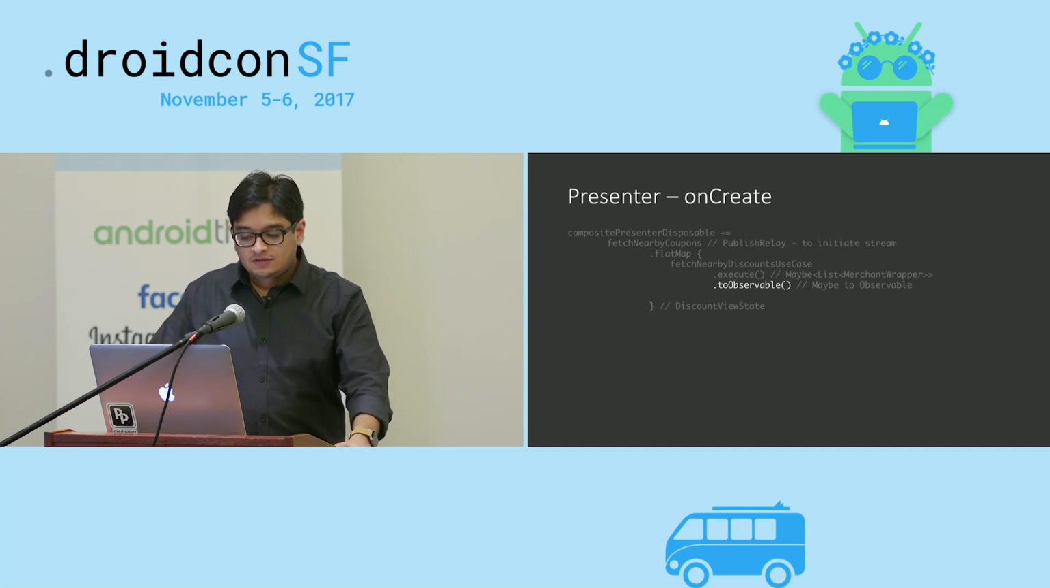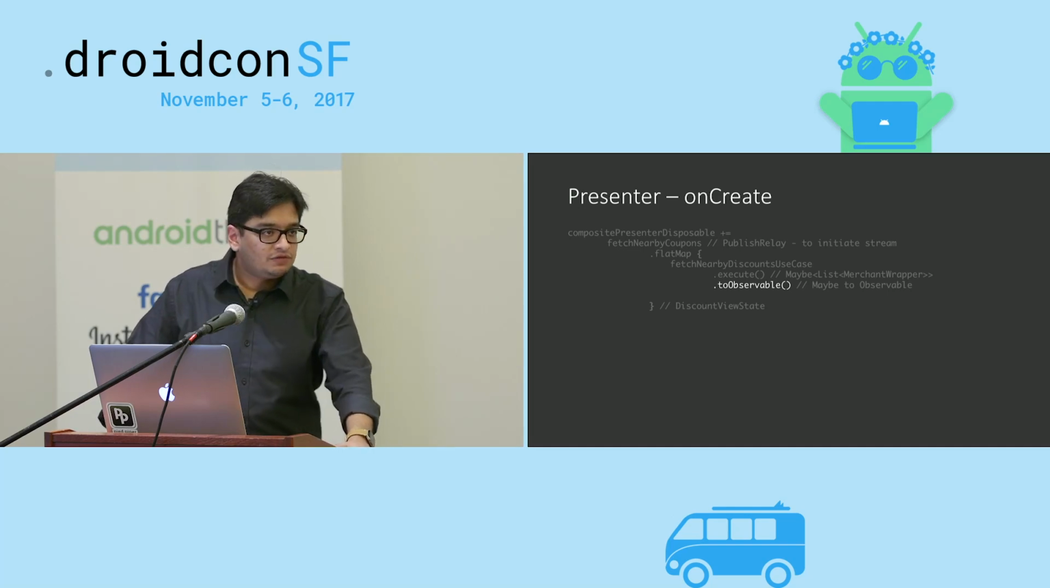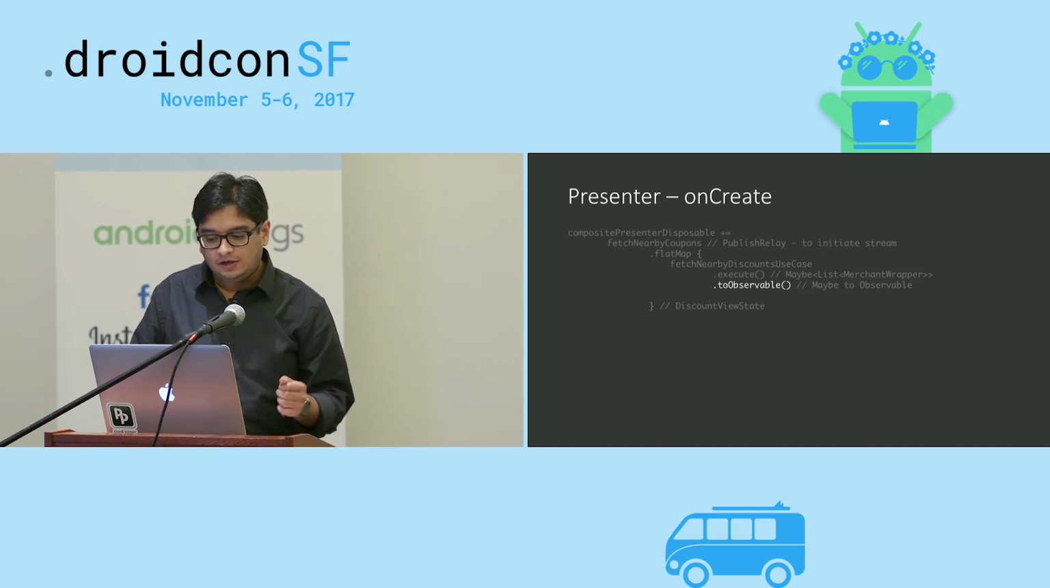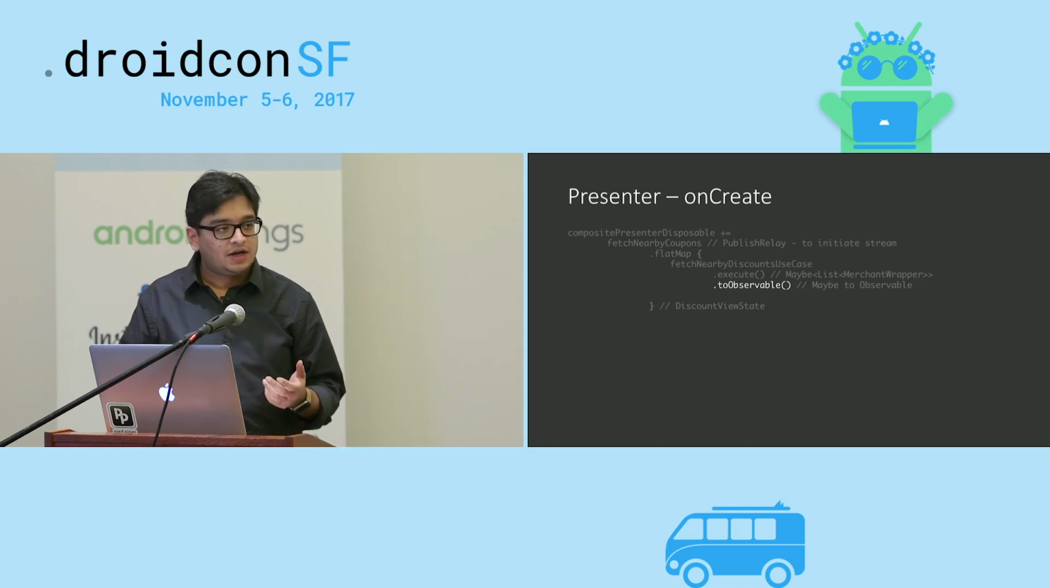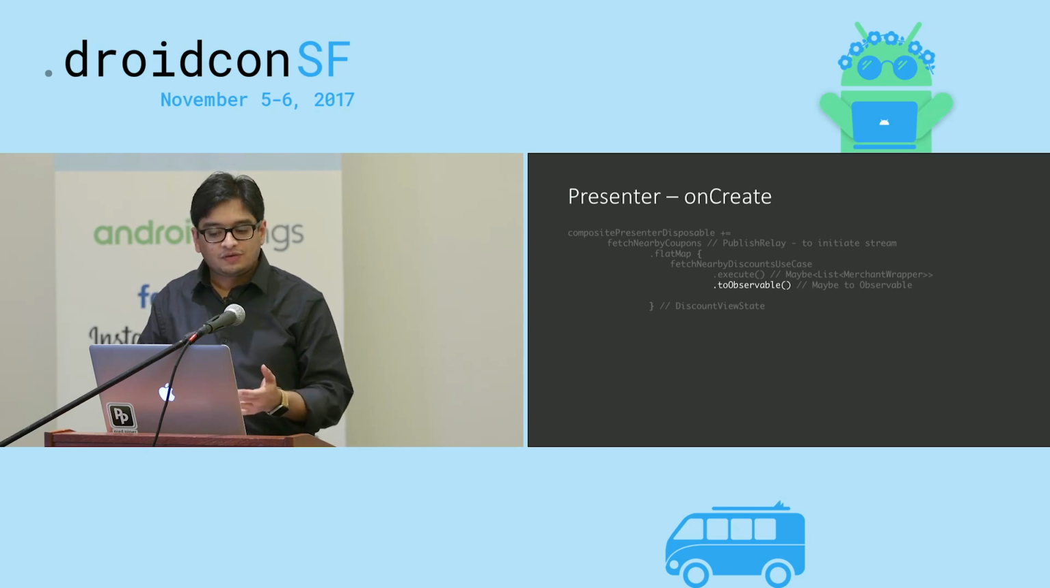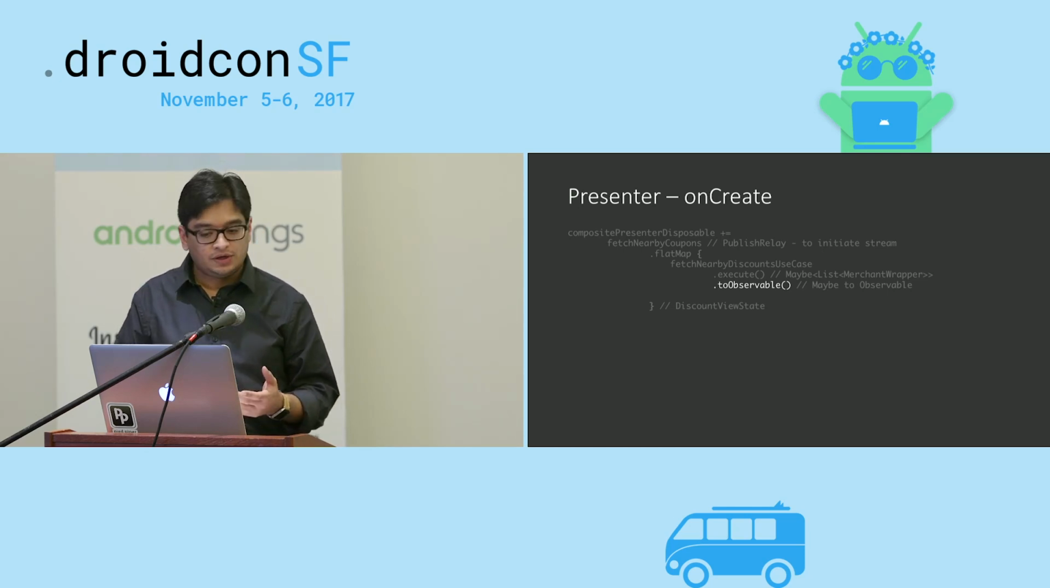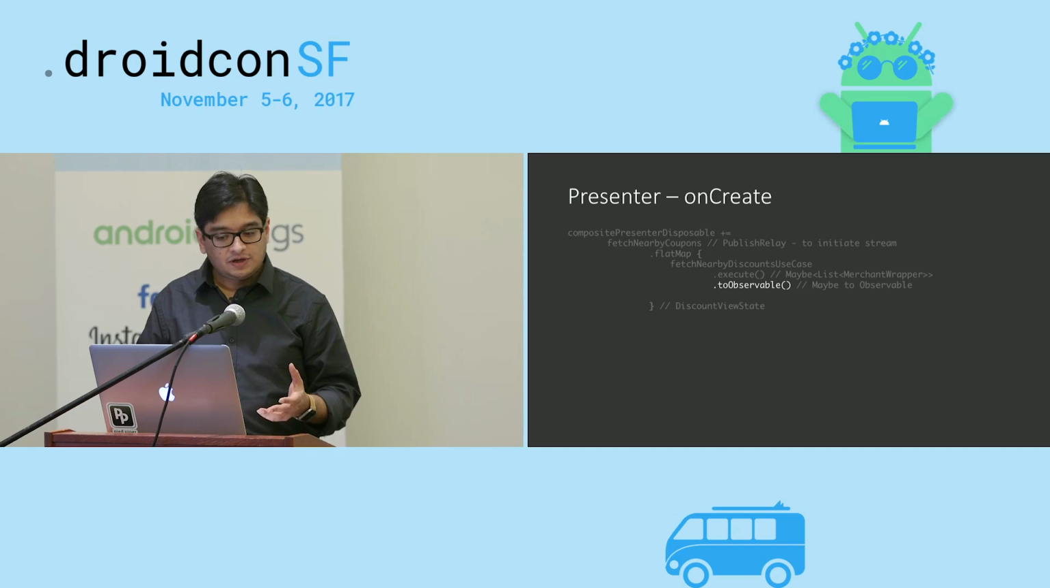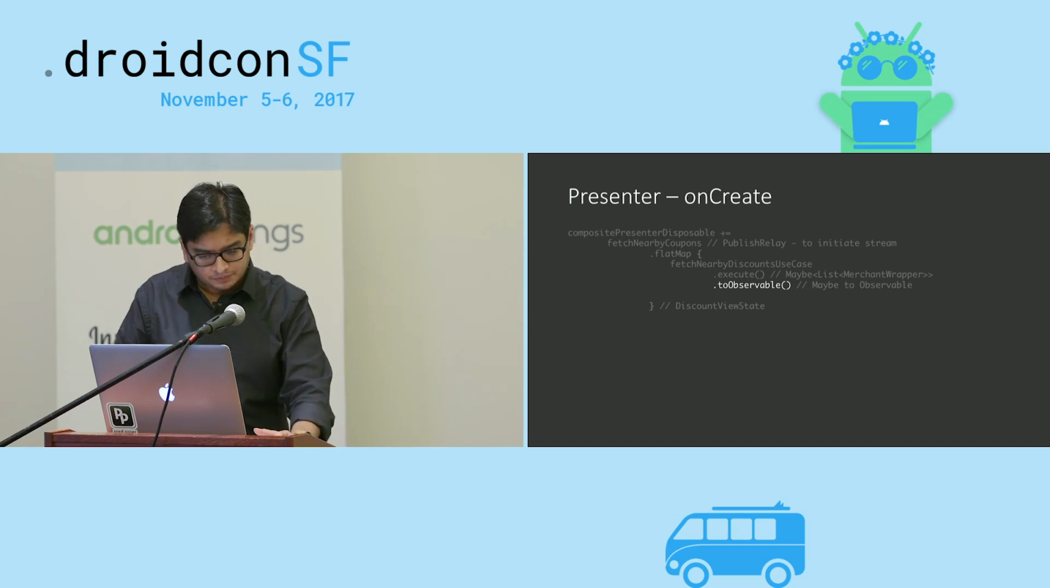We are converting this maybe to an observable, and this is very important. The reason being, we are updating our UI with multiple view states, right? Like we would want to update our UI with the loading icon, and then eventually when the data comes, you would want to showcase the list view. So that's why we are converting our maybe operator to an observable on our presenter end.